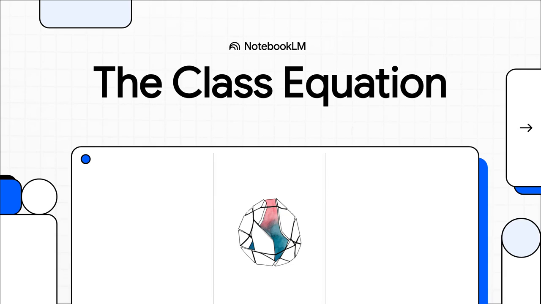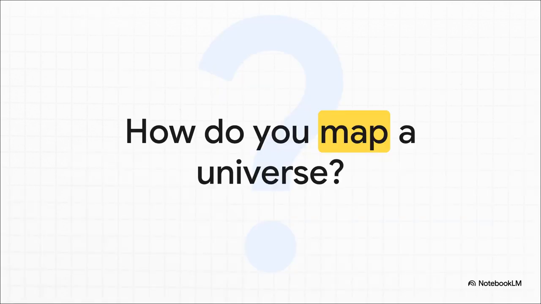All right, let's talk about one of the most elegant and frankly powerful tools in all of abstract algebra, the class equation. You can think of it as a special key, one that unlocks the hidden internal structure of finite groups. So, let's start with the big question. How would you even begin to map a universe?